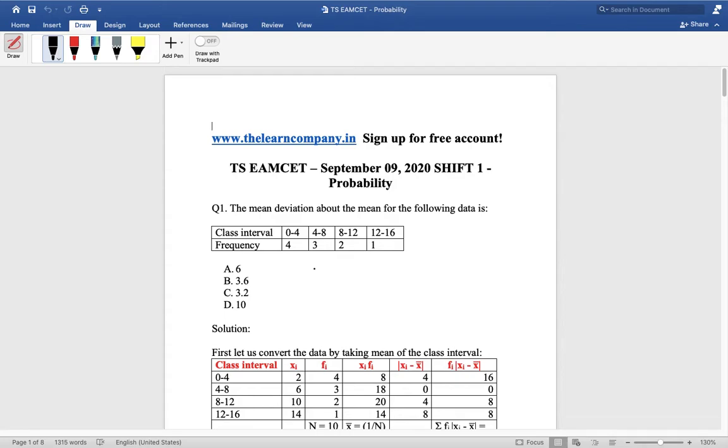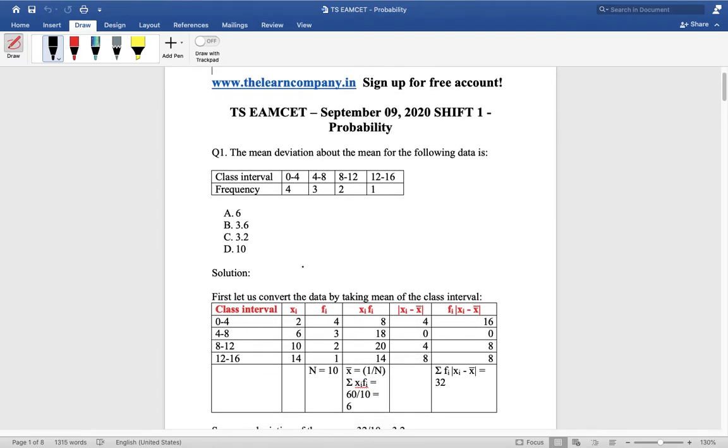The first problem that was asked was: calculate the mean deviation about the mean for the following data set. This was one of the very straightforward problems that could be asked. All you have to do is follow the process and you will get your solution. Here I've been given class intervals 0 to 4, 4 to 8, 8 to 12, 12 to 16. I have changed it to this data xi, converting the interval data to single point data.